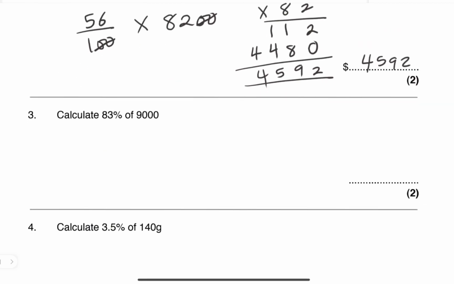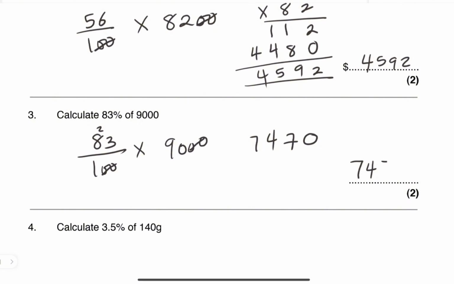83% of 9,000. So that is 83 over 100 times 9,000. 2 zeros, we could take out 2 zeros. So we do 9 times 83, then we add 1 0. So that will be 0 first. 9 times 3 is 27. 7 here, 2 here. 9 times 8 is 72 plus 2. That is 74. So that is 7,470.